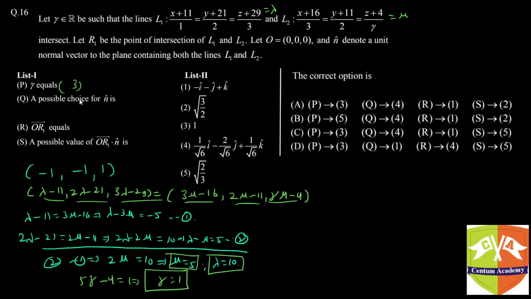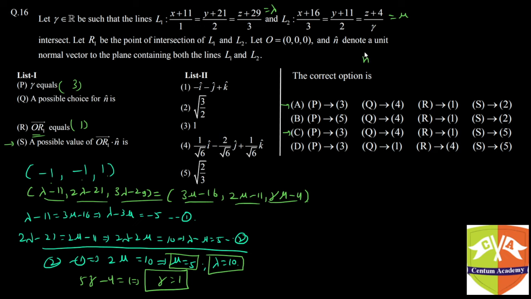Alright. Next, a possible choice for n cap. If we have this point minus 1, minus 1, 1, what will be the OR1 vector? Minus i cap minus j cap plus k cap. So option number R is 1. P is 3, R is 1, and again in two options, option number A or option number C. Now Q is same for all these three, so we must check for S. Let me quickly jump to S, but before that, we'll need to find n cap also.